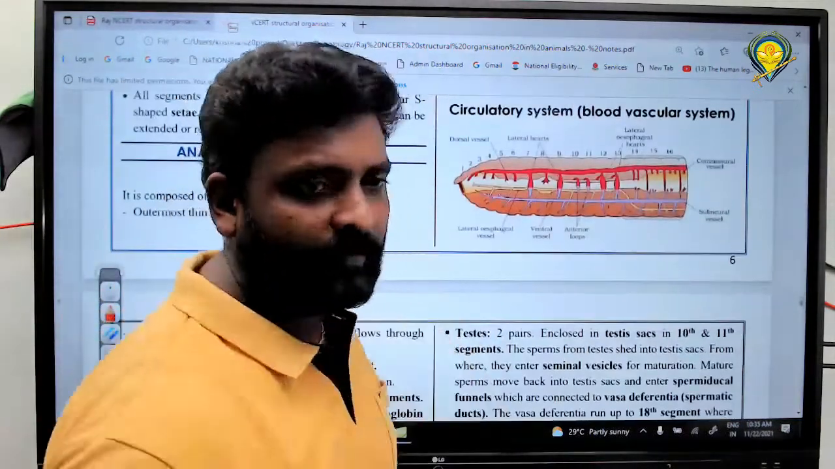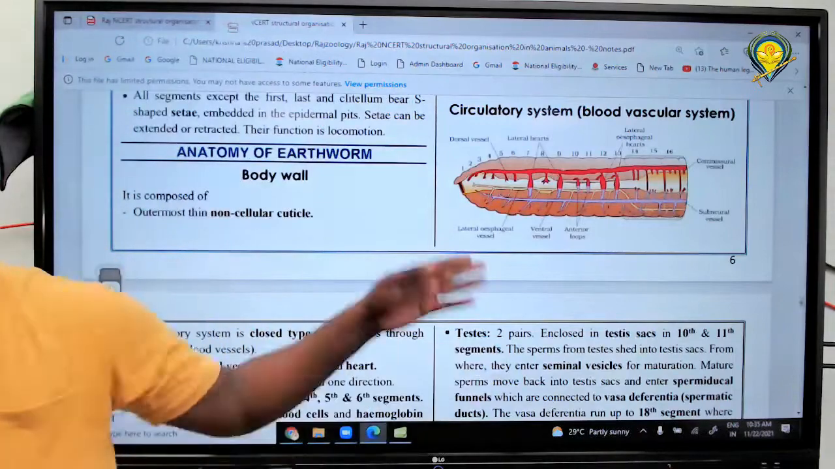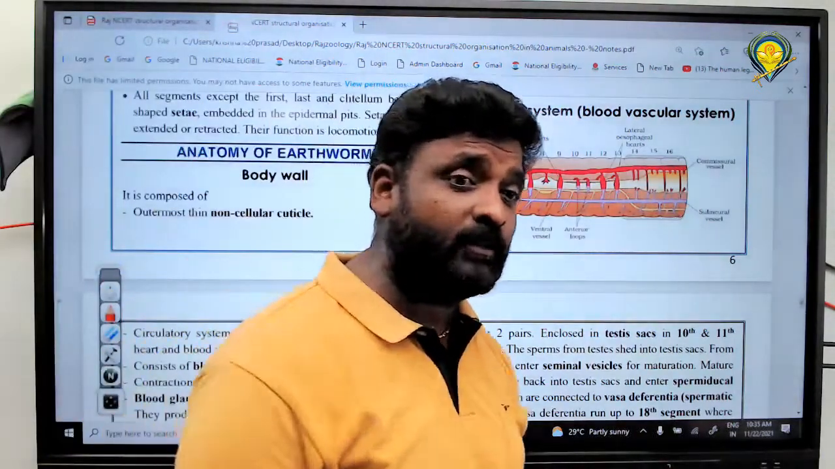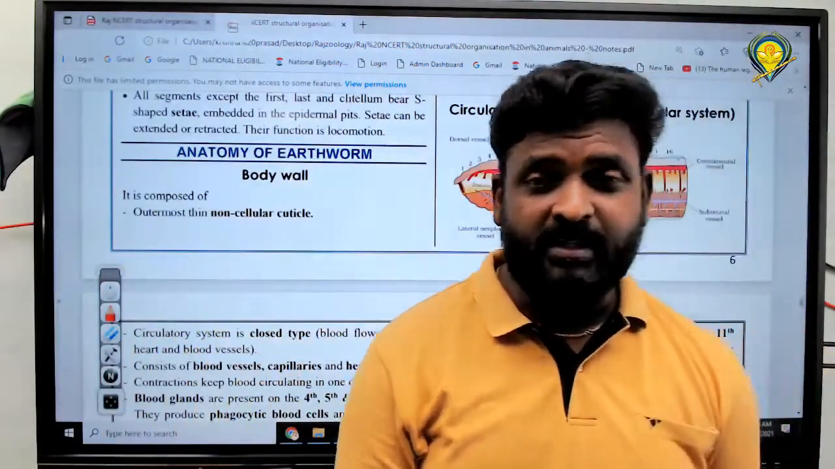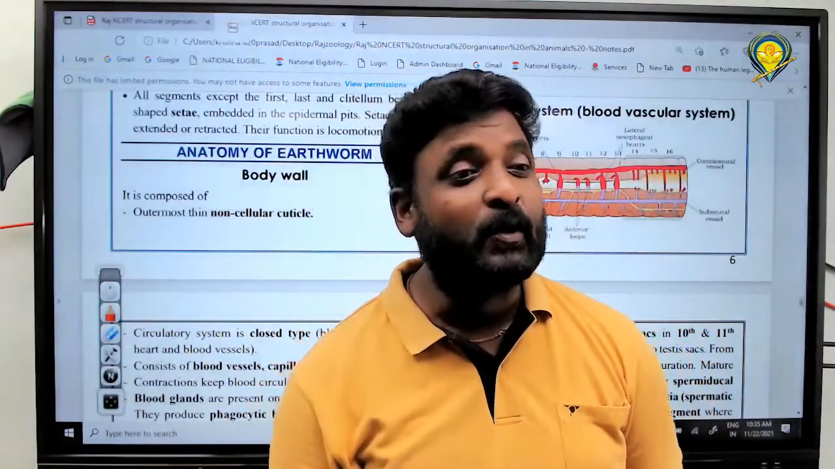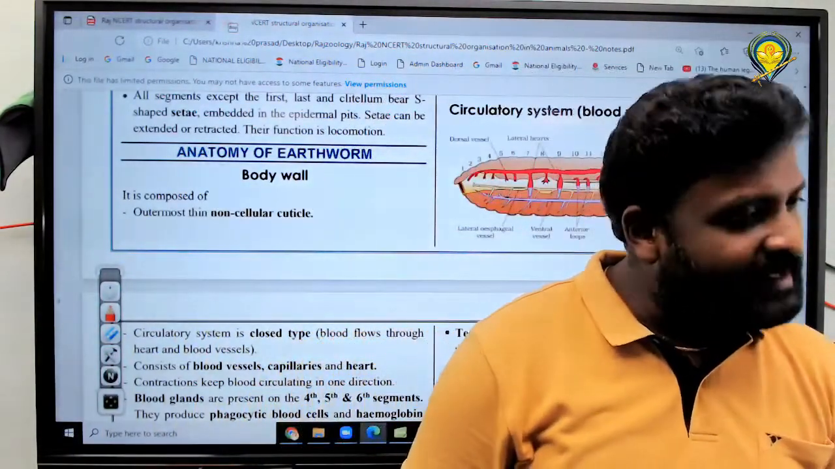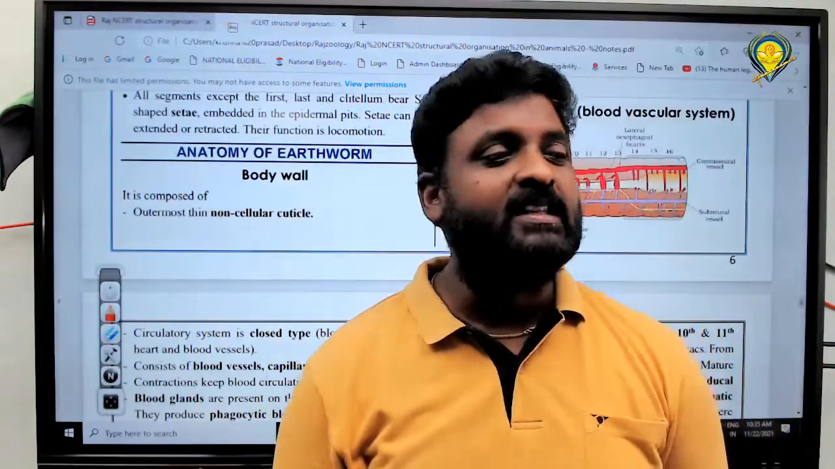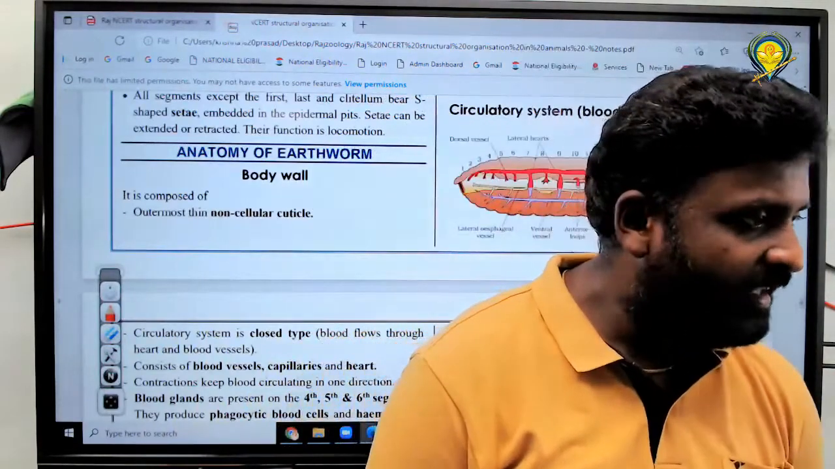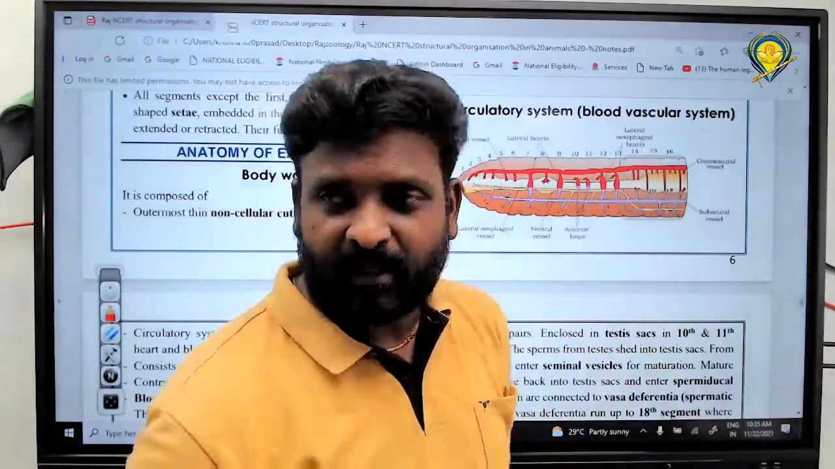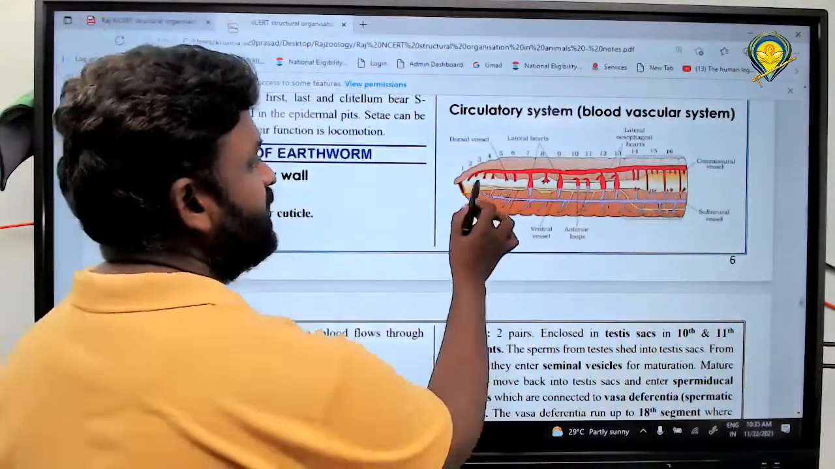And next one is about the circulatory system. What is it? Circulatory system. Blood. What is the color of blood of earthworm? Red color. Hemoglobin is there, but it is dissolved in the plasma. Got it, all of you? Right. And next one here, you can see the red color.